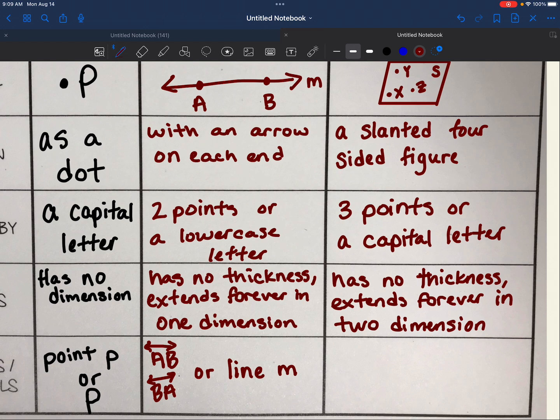All right, last part of this. So it extends forever in 2 dimensions, and then when we name it, we'll either just call it plane XYZ. You have to use at least 3 points when you name a plane. Or you can use the one capital letter that it gives you, and we'll call it plane S.